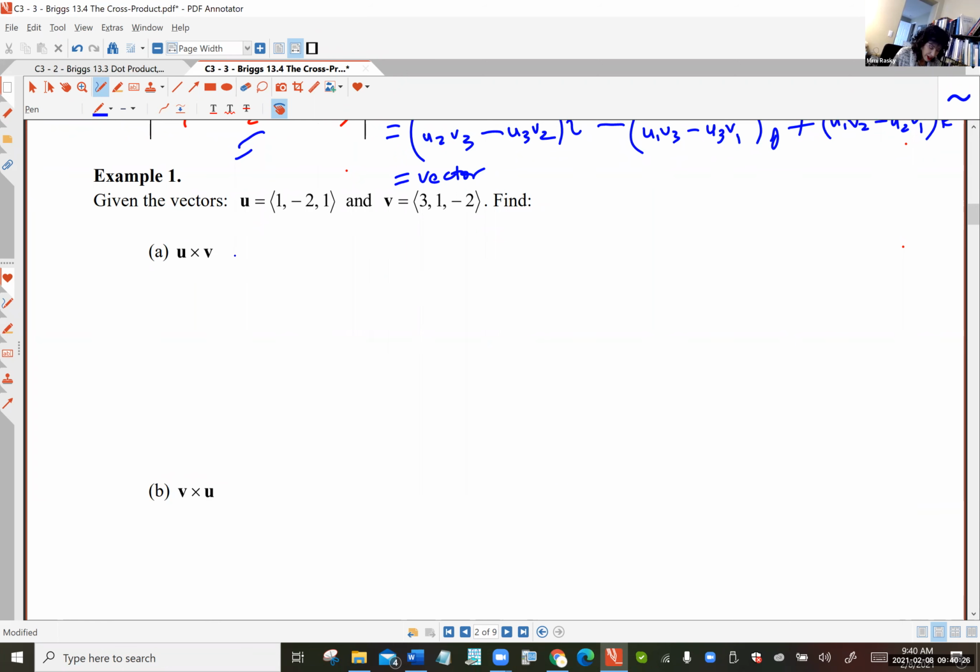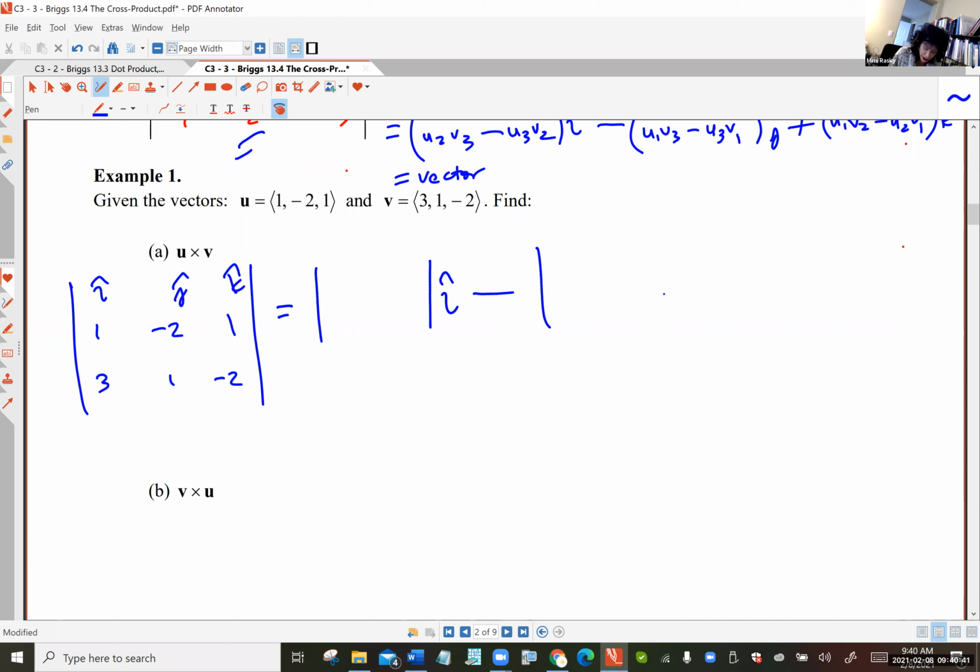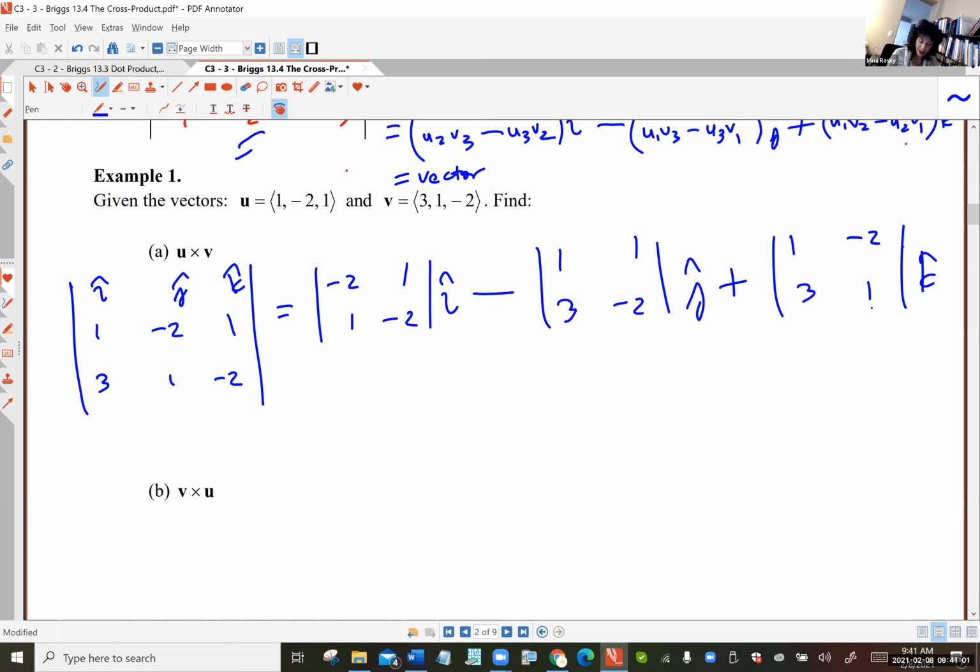U cross V. So the first thing I want to see is the 3 by 3 setup. I hat, j hat, k hat along the top row. 1, -2, 1 on the second row. 3, 1, -2 along the third row. So you're going to get a 2 by 2 i hat minus 2 by 2 j hat plus 2 by 2 k hat. 2 by 2 for the i hat are the elements that you obtain when you block out the row and column that i hat lives in. And similarly, the 2 by 2 that you get when you block out j hat's row and column, and then the 2 by 2 that you get when you block out k hat's row and column.